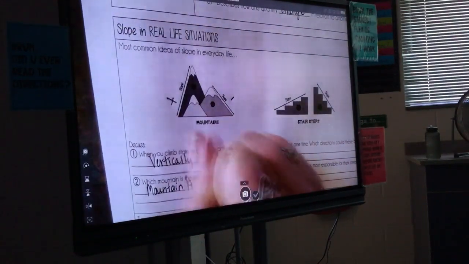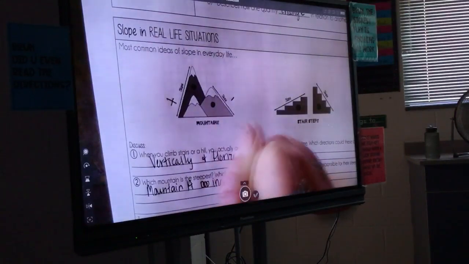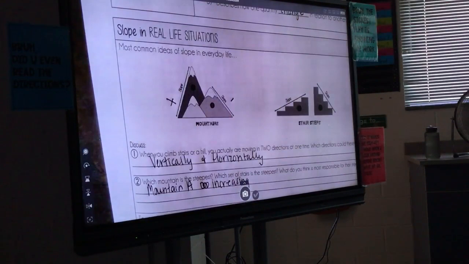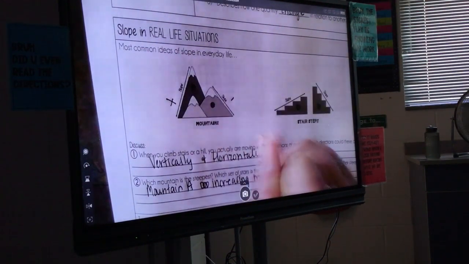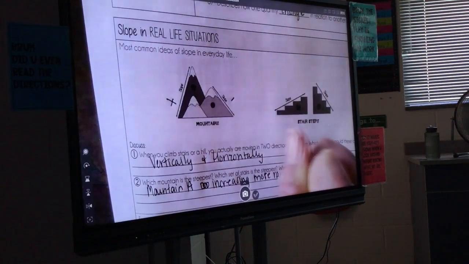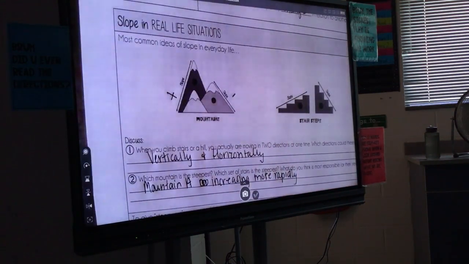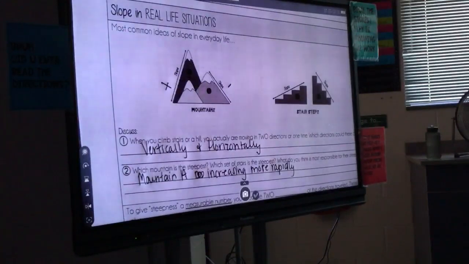So it's increasing. Increasing what? Vertical. So it's increasing more rapidly. Yes, because they both increase, right? They both have a steepness, but this one is going up faster. Yes. Okay. And then obviously, which stairs, A or B, or first or second, whatever you want to call it.